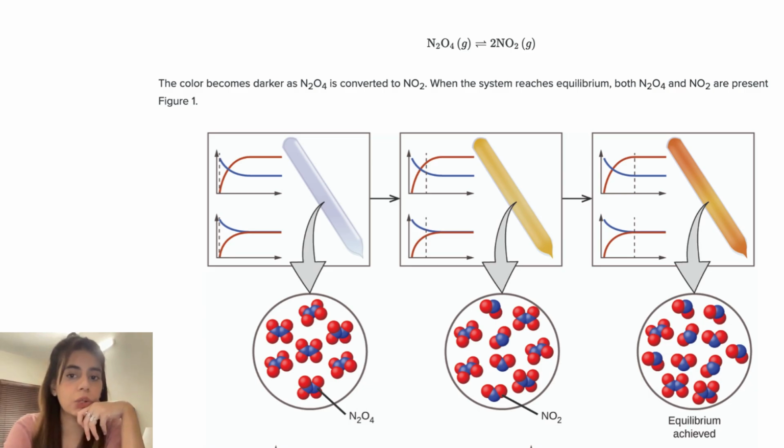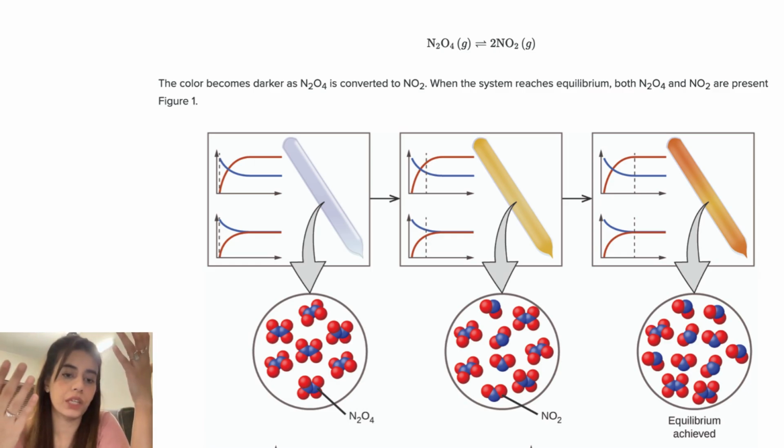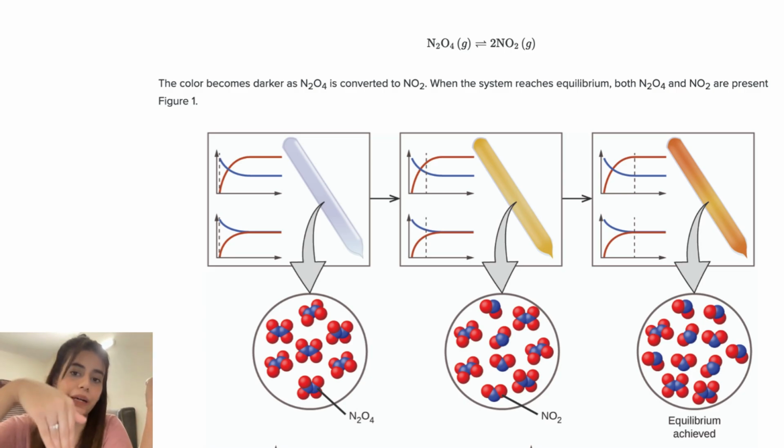Think of a closed system, all right? Because equilibrium can only happen in a closed system. You have water that's evaporating, like in this image over here. You have water evaporating, but you're not letting it escape. So some of the water molecules are going to go back into the liquid form. I understand that this is an example of a physical change, but it's pretty much the same idea.